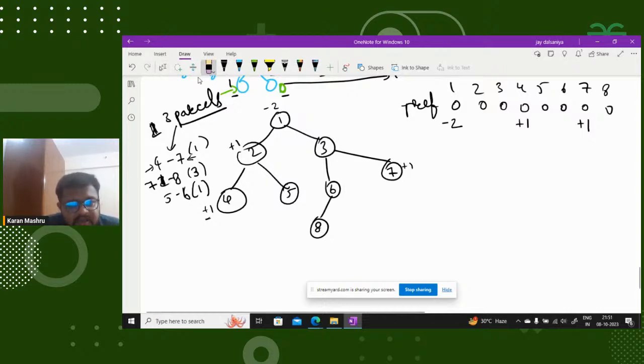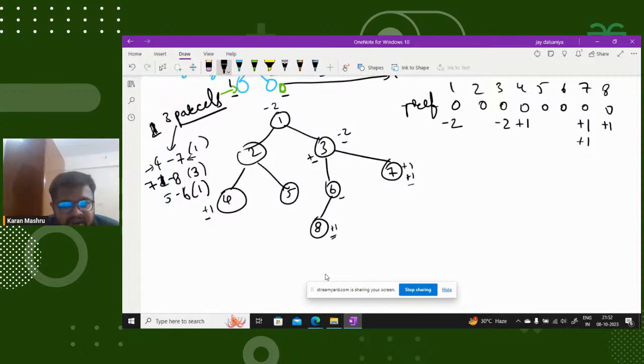So let me clear this. Now the second is 7 to 8, and its least common ancestor is 3. So I'll do +1 in 7, +1 in 8, and -2 in the least common ancestor. When we take the sum, this +1 will reflect here, and this +1 will also reflect here, but the +1 contributed by 8 and the +1 contributed by 7 will be nullified by -2, so it will not move further on.